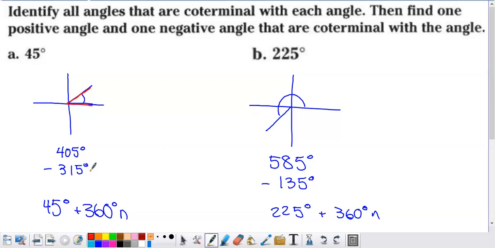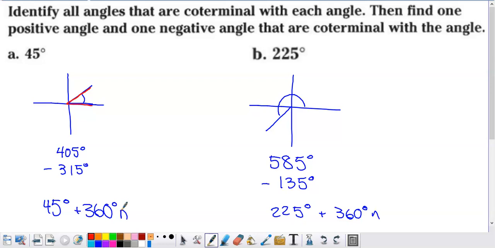Now, I talked about this to provide the visualization. There's definitely a shortcut here, and you might have caught on to it based on what we did. If I just added 360 onto this angle, I end up with another positive angle that's coterminal with 45 degrees. If I subtract 360 from this angle, I end up with a negative angle that's coterminal with it. So here's the shortcut for identifying all angles that are coterminal with each angle. We're going to take the original angle that was specified for us at the beginning, and we're going to add 360 times n, as long as n is an integer. I should have specified that. I'm saying it verbally here.